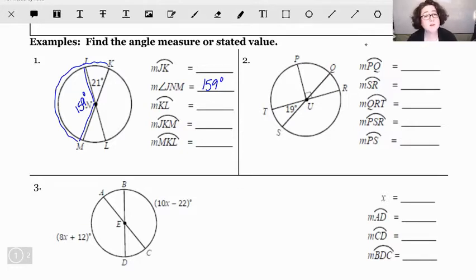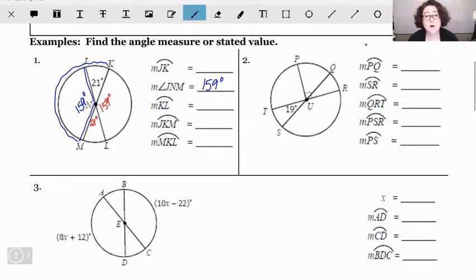Well, again, thinking all the way back to the beginning of our semester, back in our building blocks unit, we had vertical angles. So if I know that top angle is 21, then I also know that the bottom angle is 21. And I can do the same thing with 159. So straight across from the N, angle JNL is also 159 degrees.